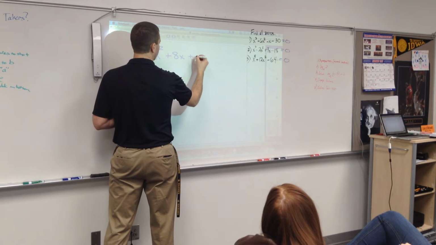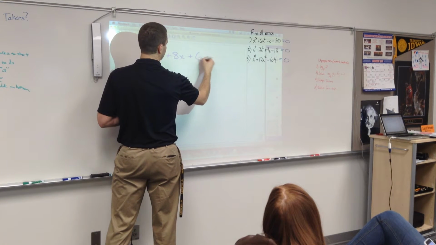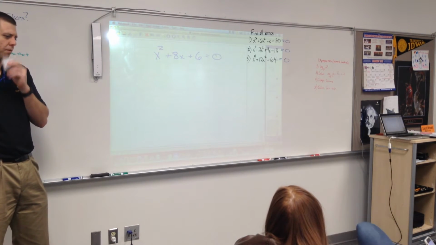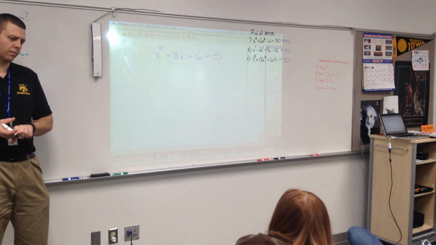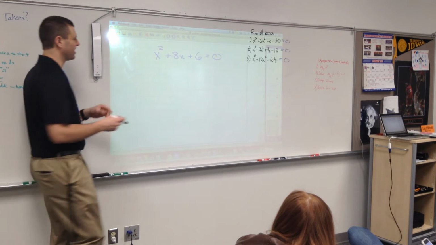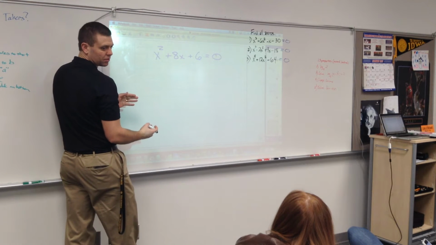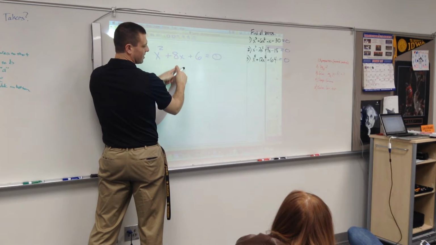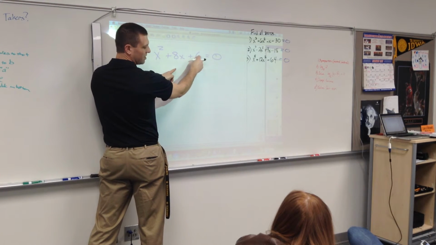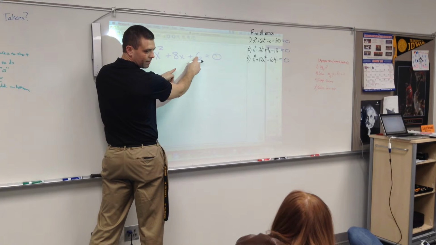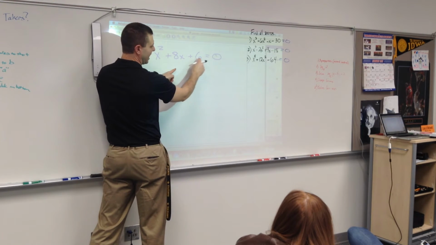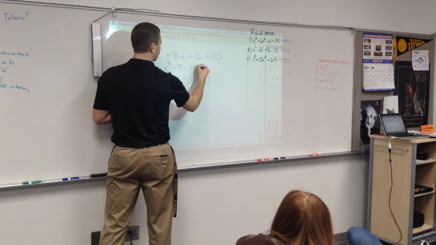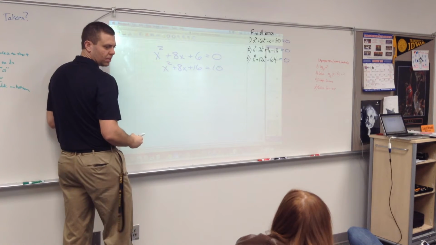She said, how do you complete the square? You can't solve this quadratic by factoring. So in that case, you have to use either the quadratic formula or completing the square. To complete the square, I need to make this become a perfect square on this side of the equal sign. So to make this become a perfect square, I need to take 8, cut it in half, which is 4, square it, which would be 16. So I need this number to become a 16, so I have a perfect square. So to make this become a 16, I would add 10 to both sides of the equal sign. So x squared plus 8x plus 16 would equal 10. I just added 10 to both sides.